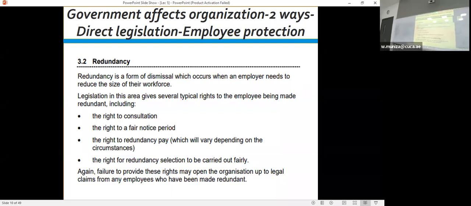Now, under employment protection, students, we are going to learn about the important term which is known as redundancy.